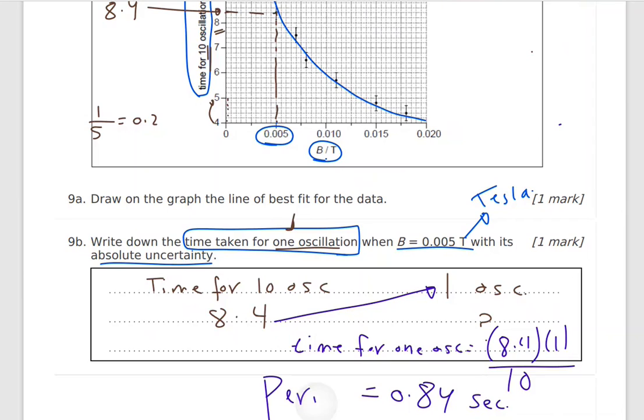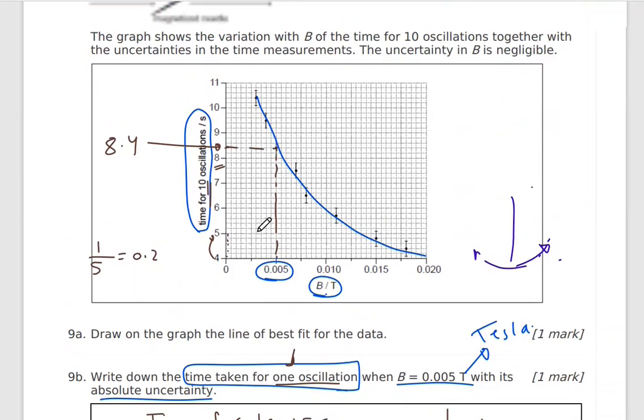It is the time it takes to complete one oscillation, because the needle is going back and forth. The time to complete one oscillation we call the period. You're going to study it in detail when you study waves. Now I need to find the uncertainty. We know the uncertainty is the length of the error bar.